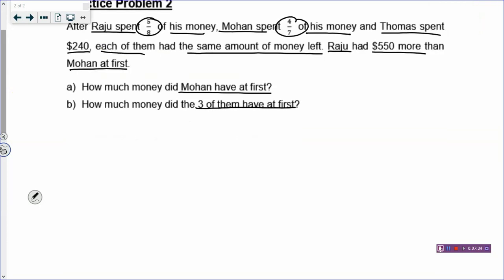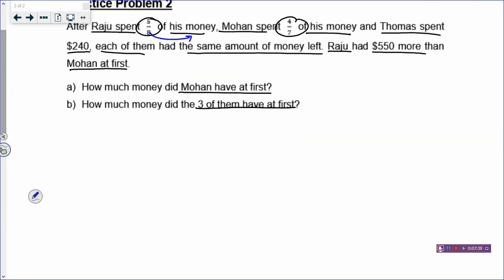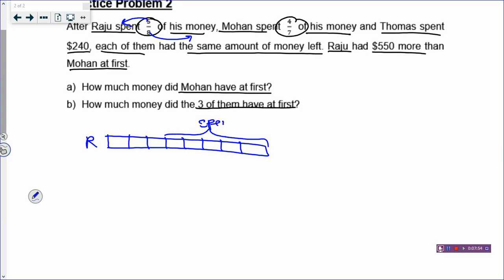So Raju spent 5/8 of his money. So can we draw the sentence? Yes, Raju has 8 boxes and he spent 5 boxes. So for Raju, draw a rectangle and cut into 1, 2, 3, 4, 5, 6, 7, 8, and he spent 5 boxes. Okay, so let's put down the span, and then he has 3 boxes left. Okay, and Mohan spent 4/7 of his money. Alright, Mohan has 7 boxes and he spent 4 boxes, and remember they all have equal money left.